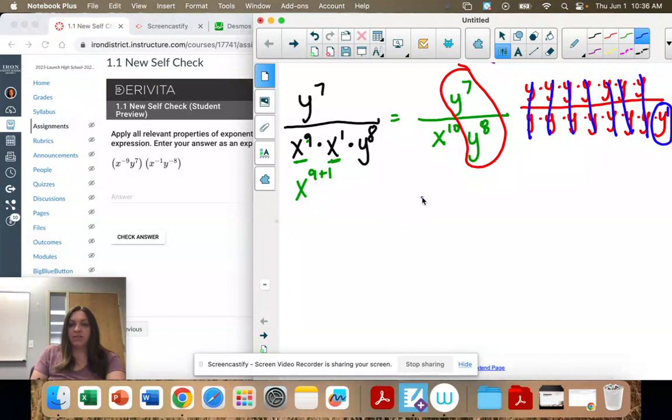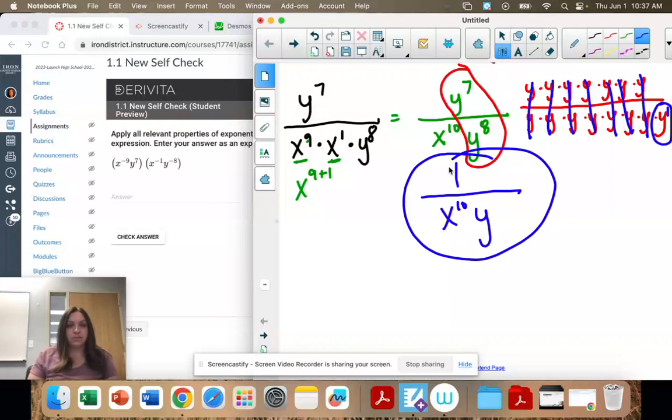So what we have left here is 10 x's on the denominator, and then we only have 1 y left on the denominator. And there's nothing left on the numerator except that 1, that invisible 1 that's always there. So that would be our answer.